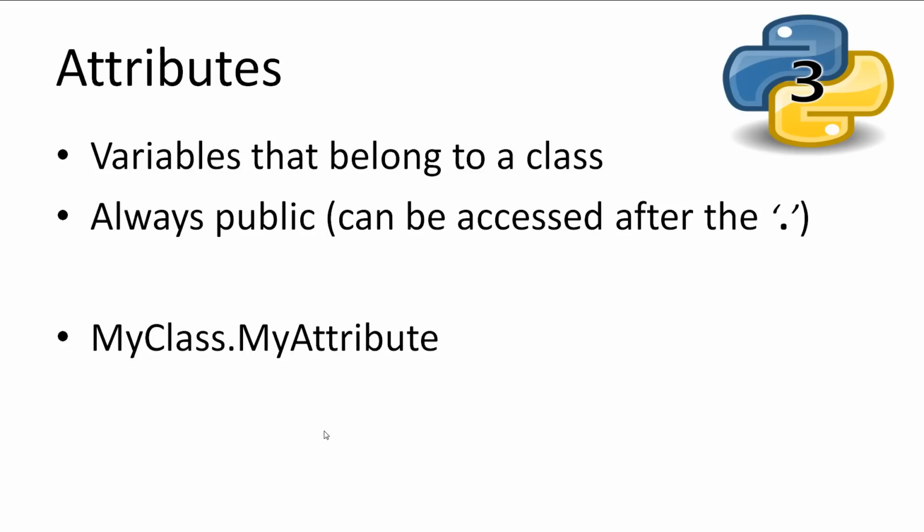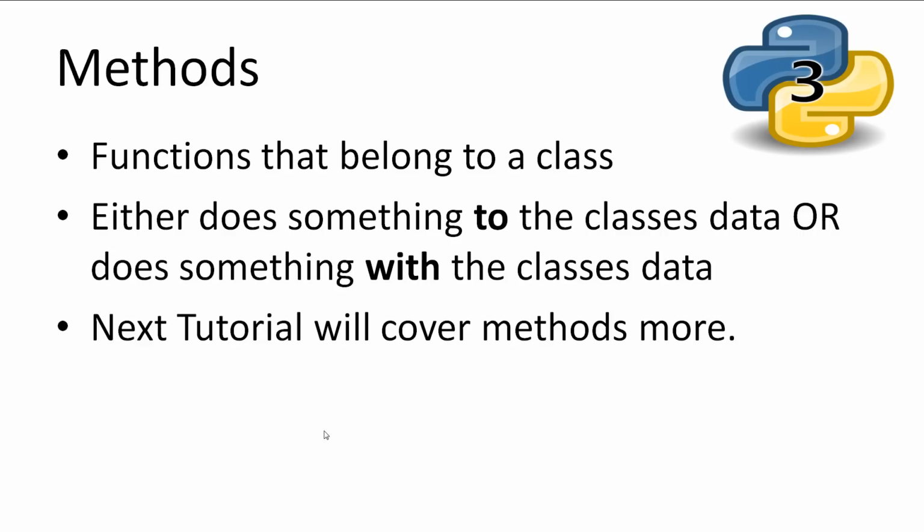Attributes. Attributes are the variables that belong to a class. These can be any data type. They can even be other classes. In Python, all attributes can be accessed by using dot notation, for example, MyClass.MyAttribute. Methods are functions that belong to a class, that either do things to the class's data or do things with the class's data. We'll look more at methods in the next tutorial.